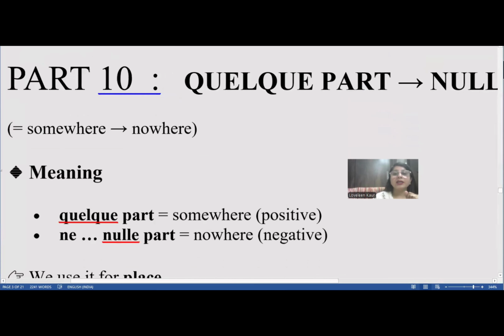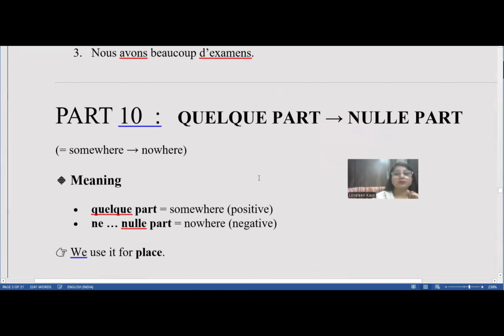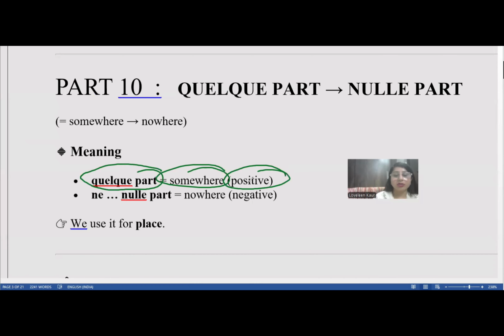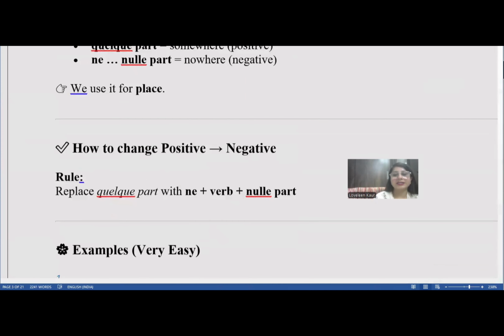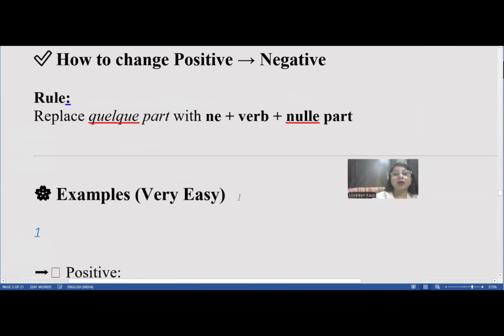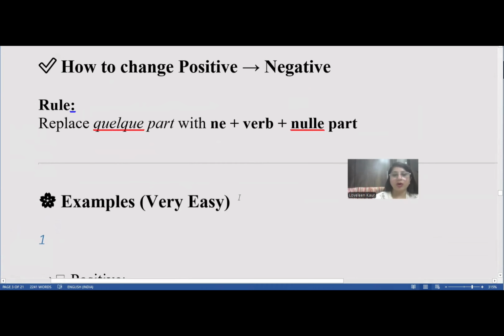Okay, now we have quelque part, which means somewhere. Okay, somewhere, that is quelque part. And how will you make it negative? We'll say nowhere. That is nulle part. Yes, it is nulle part. So quelque part means somewhere. It's something positive. In positive sentences, you will see this. And if you want to say nowhere, it's a negative. We'll use ne before the verb and nulle part after the verb. We use it for places, of course. How to change positive to negative? The rule: replace quelque part with ne plus verb plus nulle part.